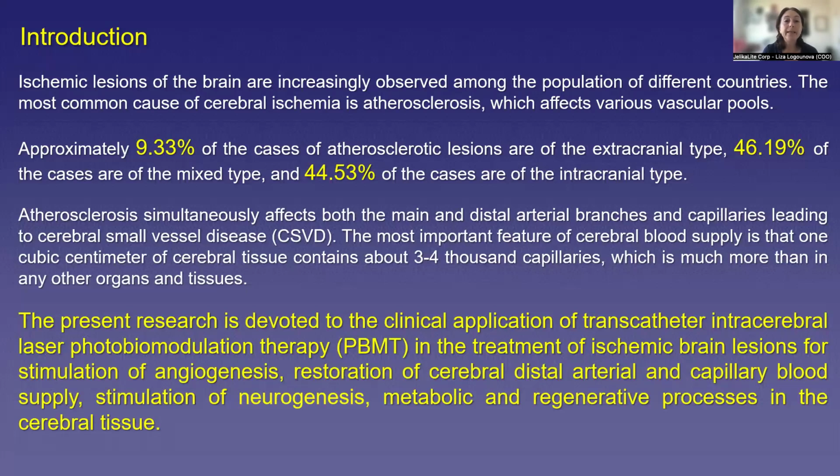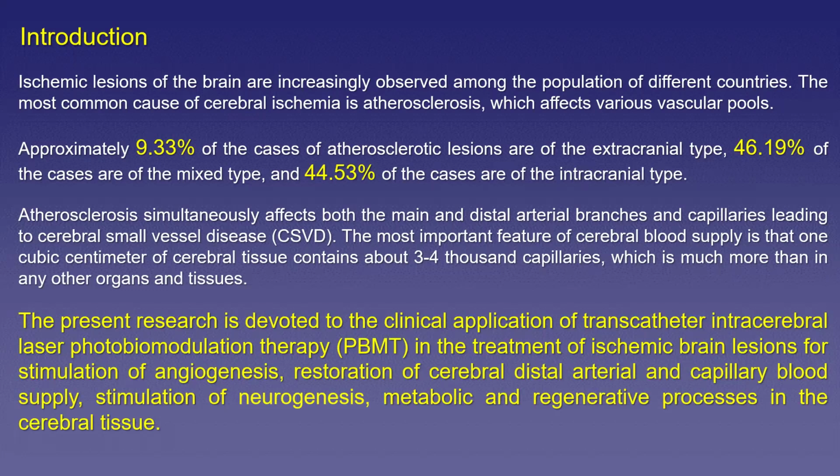Ischemic lesions of the brain are increasingly observed among the population of different countries. The most common cause of cerebral ischemia is atherosclerosis, which affects various vascular pools. Approximately 9.33% of the cases of atherosclerotic lesions are of the extracranial type. 46% of the cases are of the mixed type, and 44.5% of the cases are of the intracranial type. Atherosclerosis simultaneously affects both the main and distal arterial branches and capillaries, leading to cerebral small vessel disease.